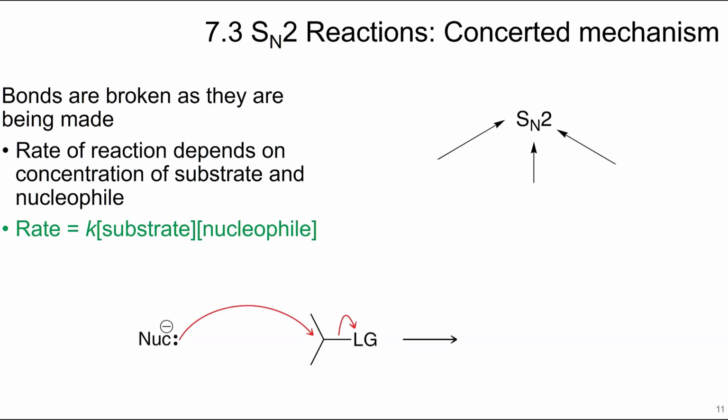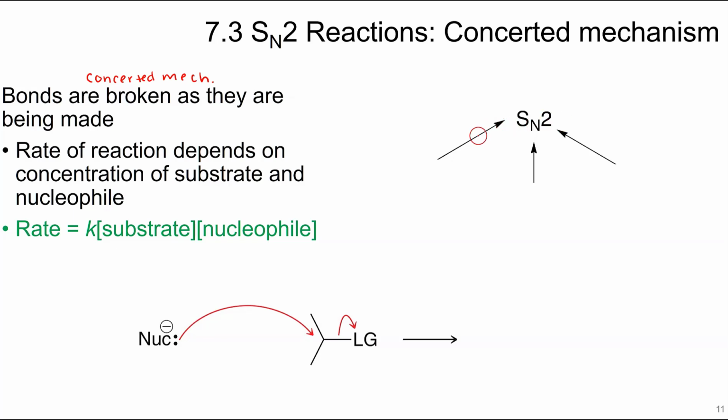In an SN2 reaction, it's a concerted mechanism, which means that the bonds are being broken as they are being made. So it's all happening at the same time. The rate of the reaction depends on the concentration of the substrate and also the nucleophile. So the rate can be described as k times the concentration of substrate and the nucleophile.